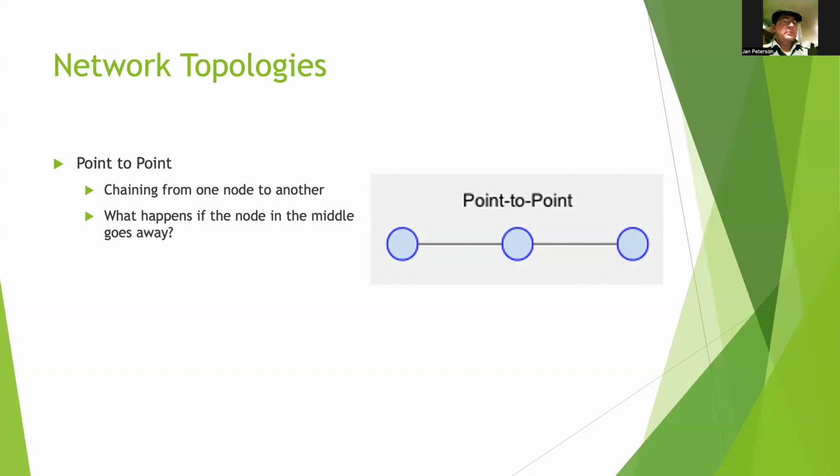But what happens in a situation like this if the node in the middle goes away? The nodes on either end can't talk to each other, right? The nodes on either end can't talk to each other.